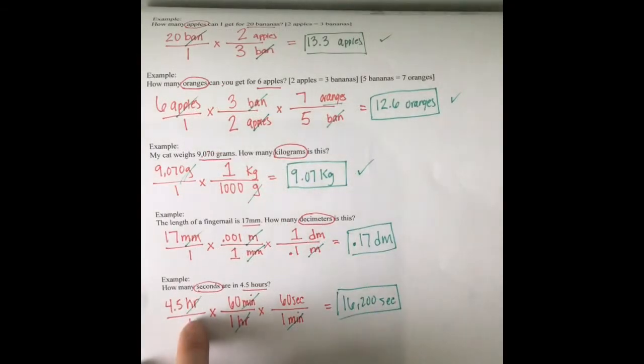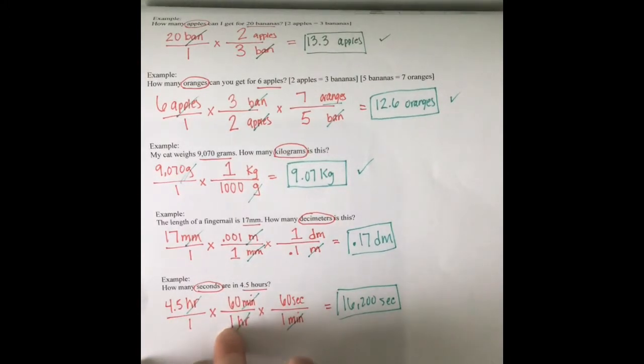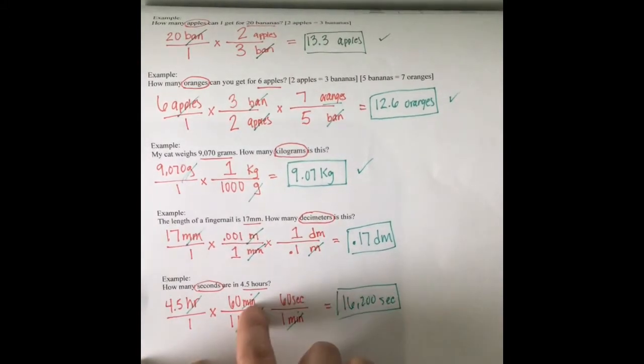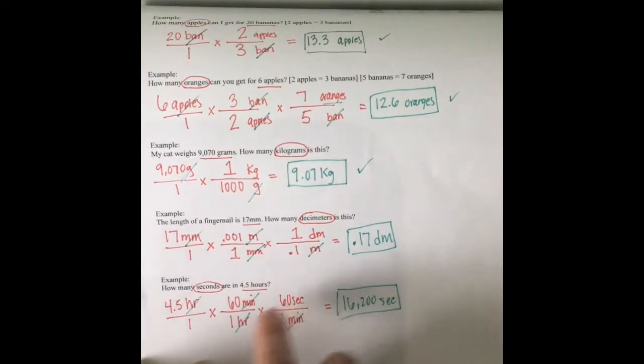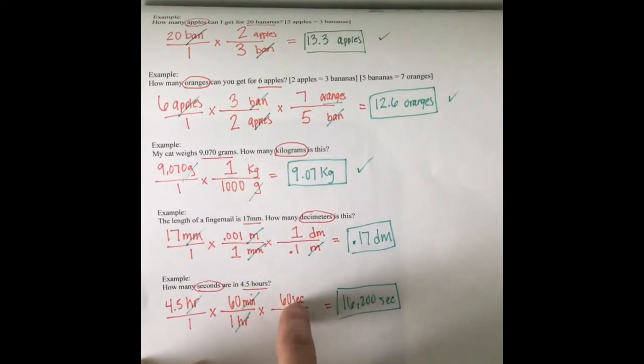Okay, so here's what I came up with. I put my 4.5 hours over 1, and I know a conversion factor that can take me from hours to minutes. 1 hour equals 60 minutes. And once I'm in minutes, I know that 1 minute is equal to 60 seconds. Let's check our canceling of units. Hours cancel, minutes cancel, and I'm left with seconds.